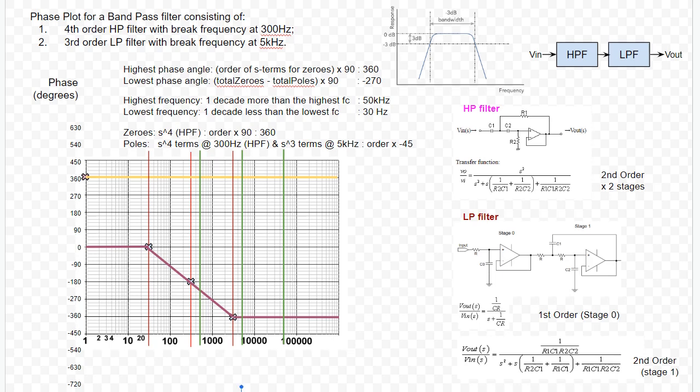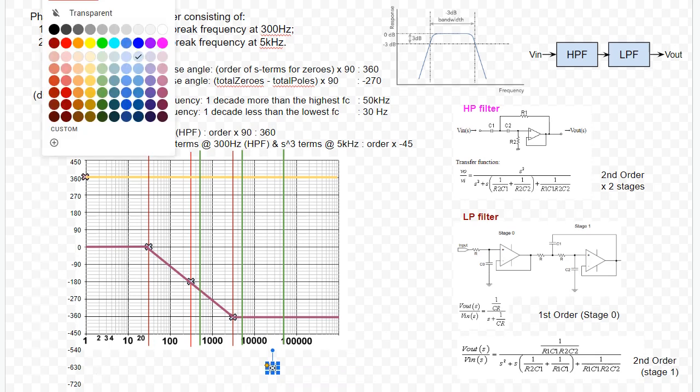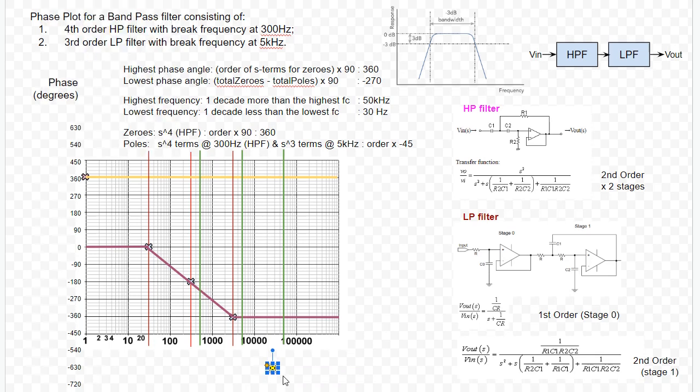So we use a different color here. Okay, I'm going to use yellow. All right, so at the 5 kilohertz mark, I need to mark -135, which is going to be the middle point between -90 and -180. So that's that.